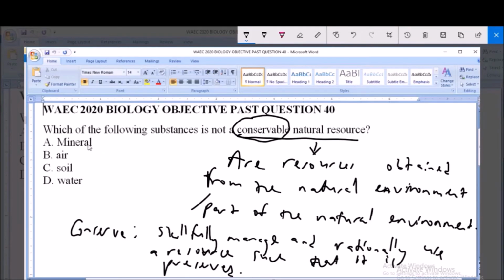Now, among these, mineral resources such as gold, crude oil, etc. can be skillfully managed and rationally used such that they are preserved.